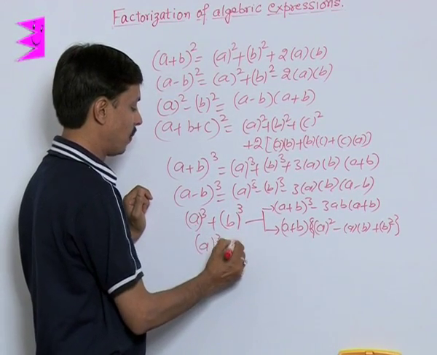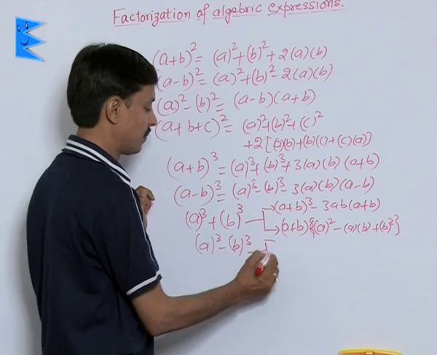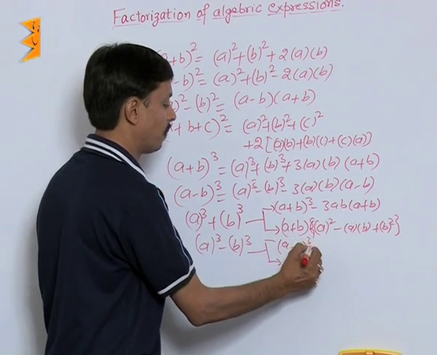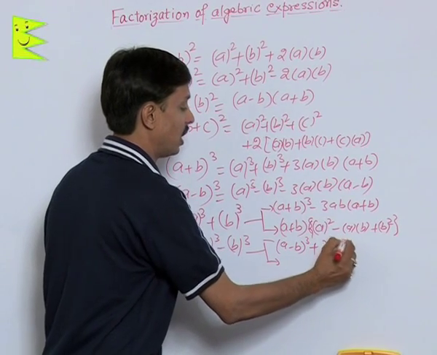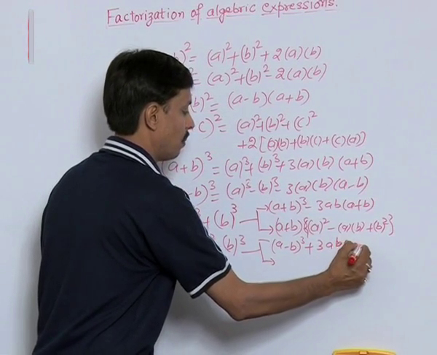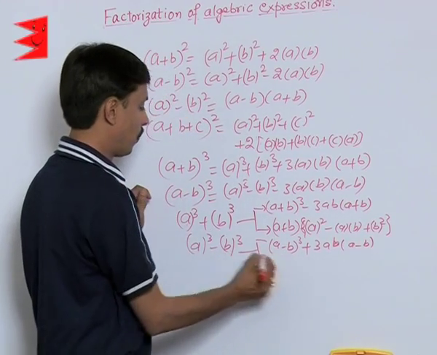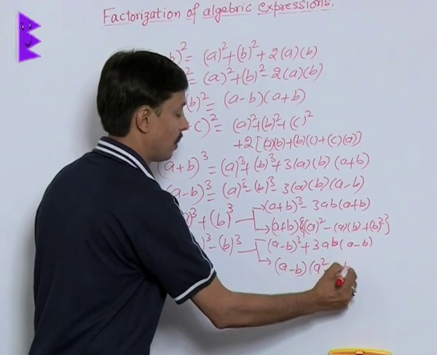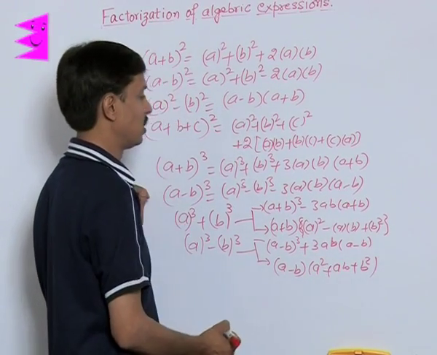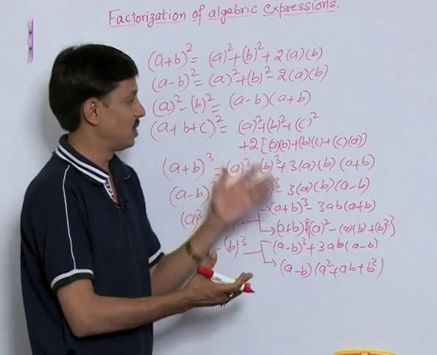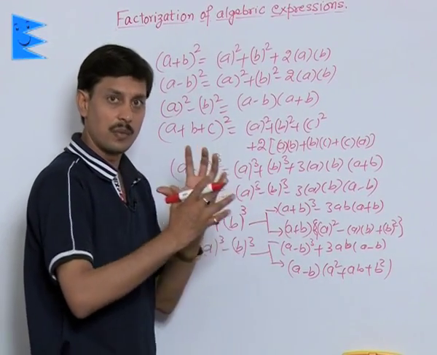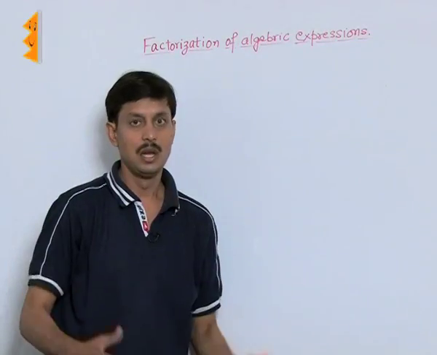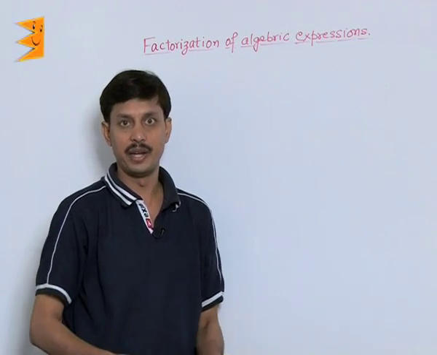Similarly, the identity of a cube minus b cube, in case of find value, is (a - b) whole cube plus 3ab into (a - b). But in case of factorization it is (a - b) into (a square plus ab plus b square). These are few basic identities. There are few more identities which I will tell you now. Now I want to tell you some special identities.